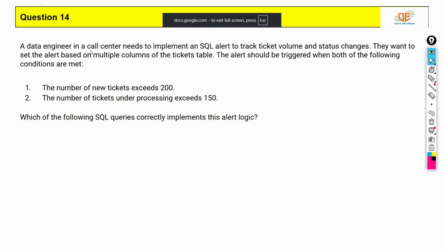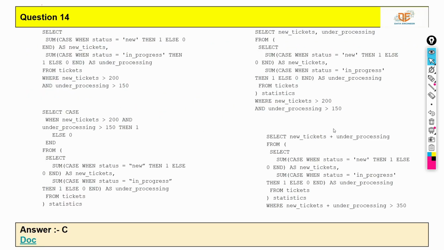A data engineer in a call center needs to implement a SQL alert to track the value of status. They want to set the alert on multiple columns. On the tickets table, the alert should be triggered when both of the following conditions are met: the number of new tickets exceeds 200, and the number of tickets under processing exceeds 150. Let's see.